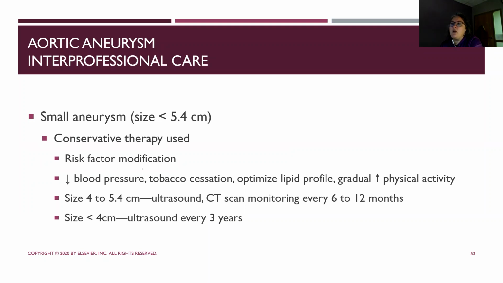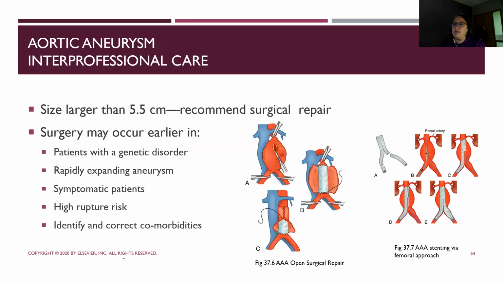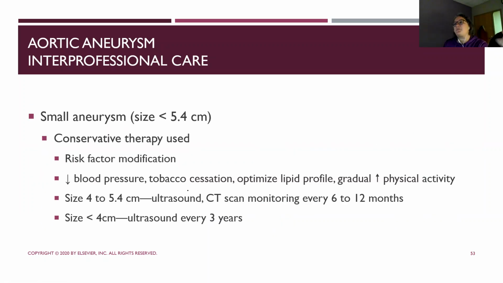So we're going to be working on risk factor modification, such as lowering the blood pressure. High blood pressure is going to stress out that aorta even more. Tobacco cessation: those carcinogens that are flowing through the body damage the arteries anyway, and then you've got an already damaged artery that has an aneurysm and a bulge, and hopefully by quitting smoking, we can help stop further damage from occurring. Optimize lipid profile. So we're going to take a look at those lipid profiles that we've been looking at for coronary artery as well, and gradually increasing physical activity.